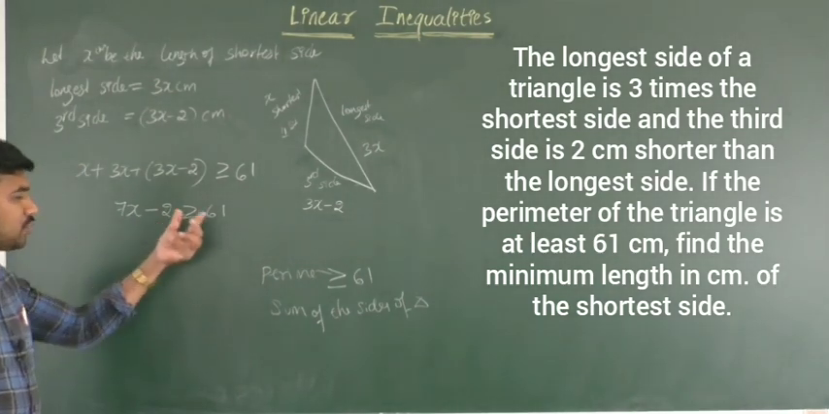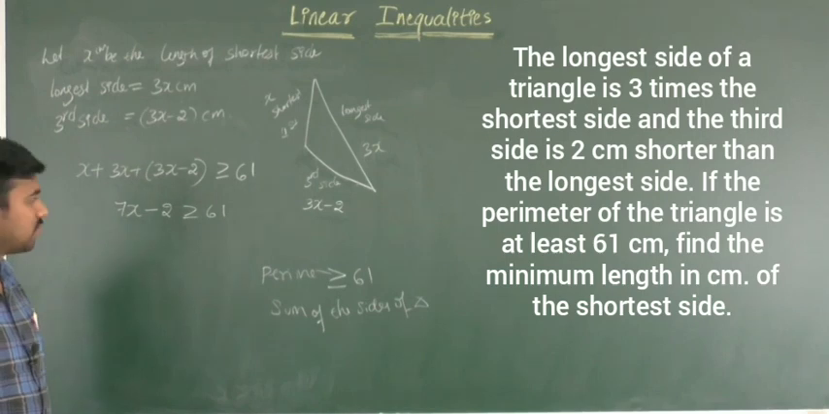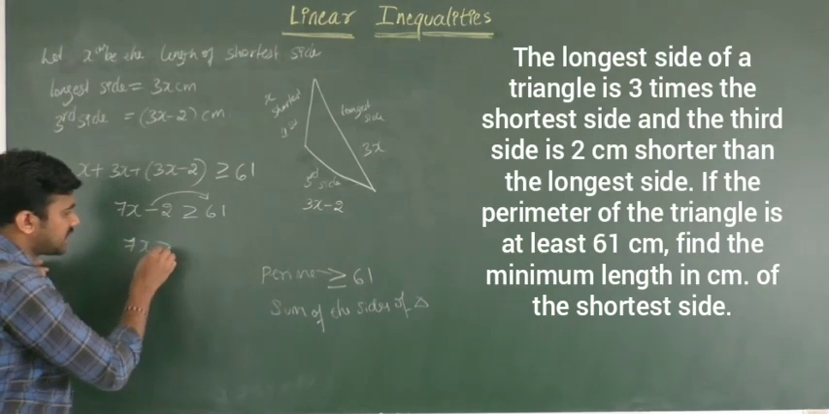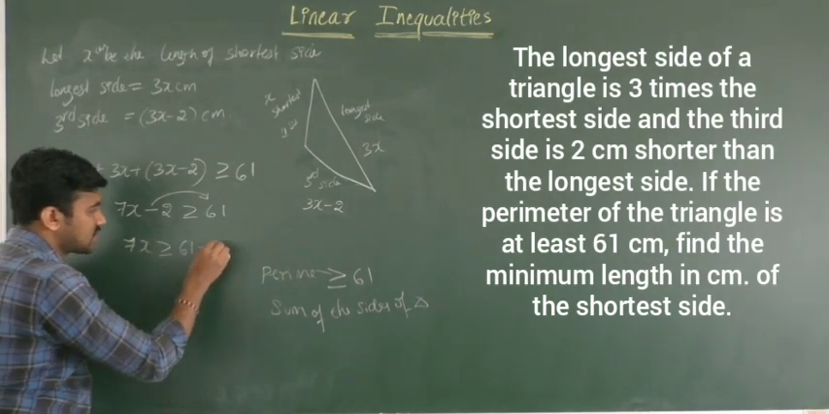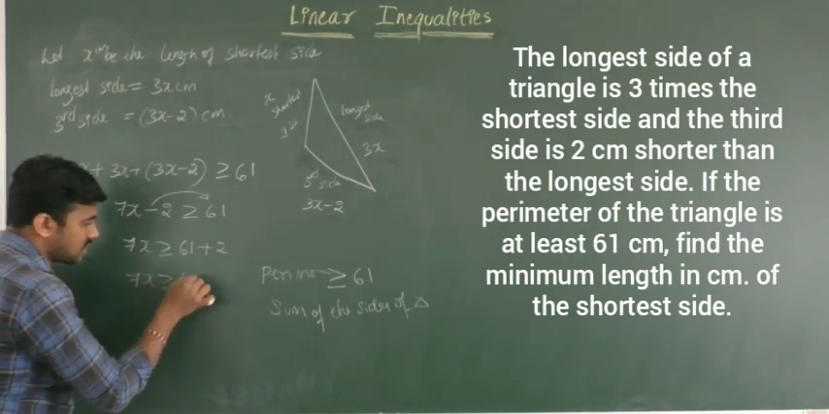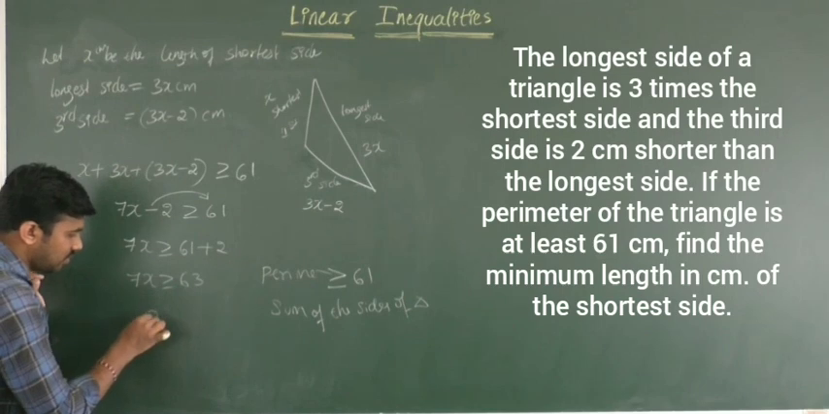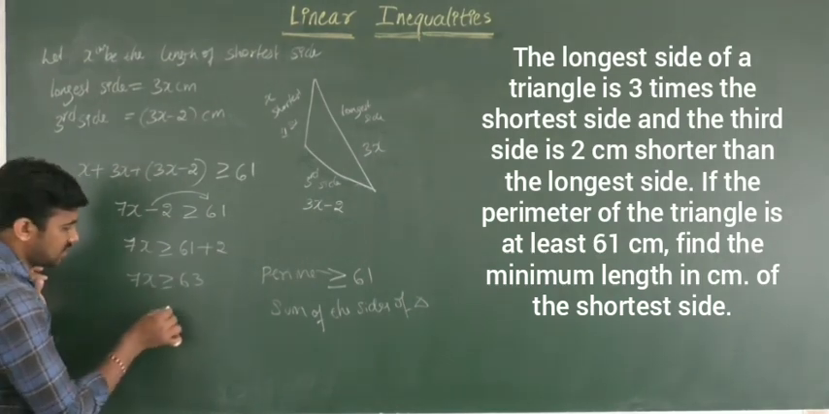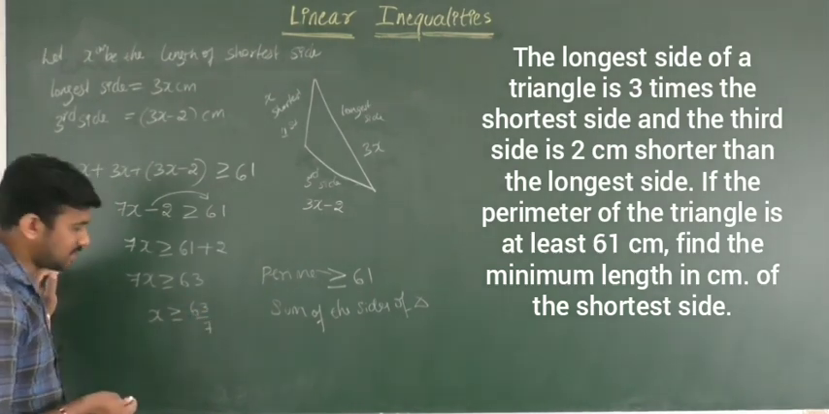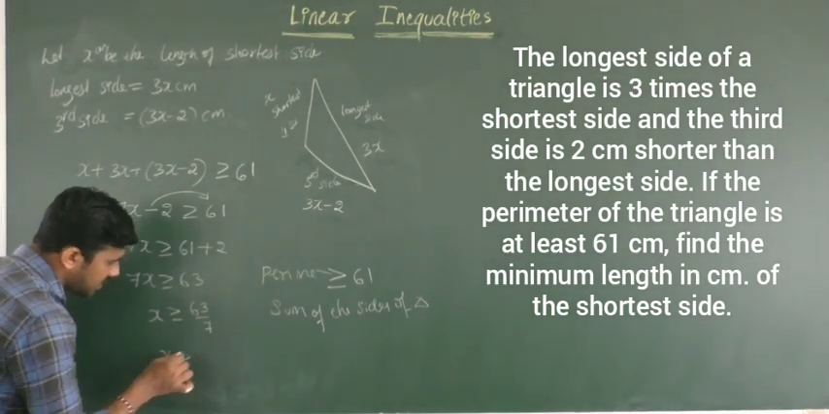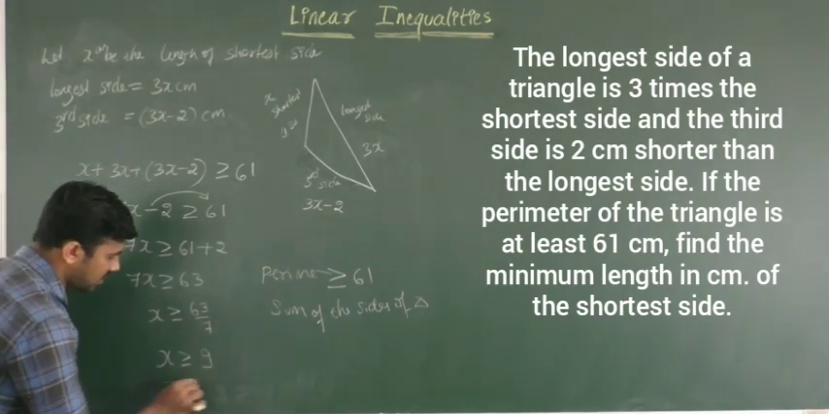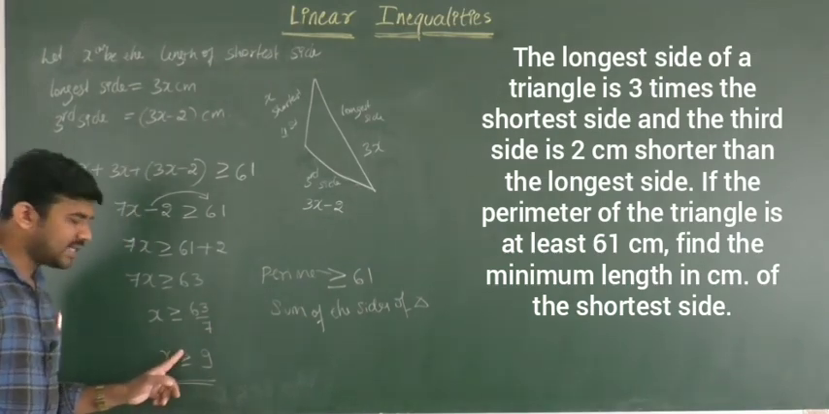Now you can add 2 on both sides to remove minus 2, or else bring minus 2 to this side. We get 7x greater than or equal to 61 plus 2, that is 7x is greater than or equal to 63. We need the x value, so divide by 7 on both sides. x is greater than or equal to 63 divided by 7. 7 9s are 63, so we get 9. So x is greater than or equal to 9.